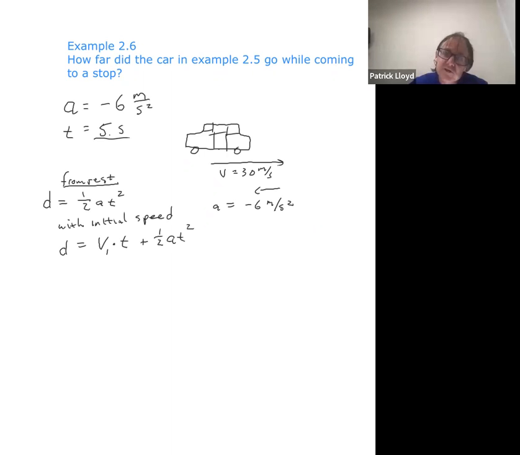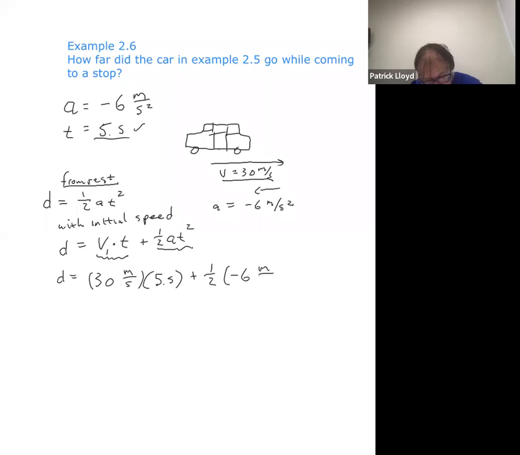Okay, so you have one term due to the initial velocity, and you have one term due to the acceleration. When I say a term, I mean this is a term, and this is a term in this equation. So all we've got to do is put those numbers in there. The initial velocity was 30 meters per second, so the distance traveled would be 30 meters per second times the time, which was 5 seconds.